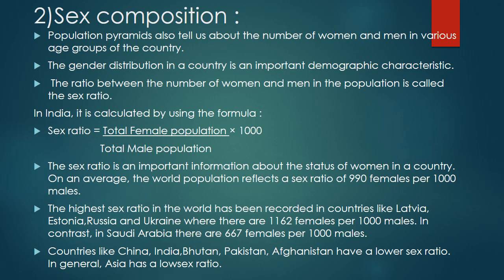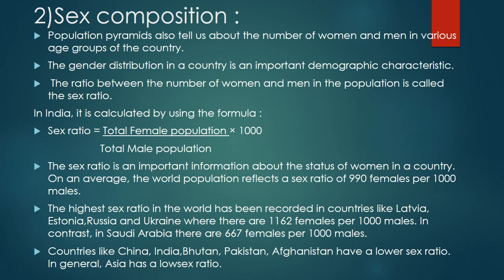The ratio between the number of women and men in the population is called the sex ratio. So whatever is the ratio between female and male, that is considered the sex ratio. But in India, how is it calculated? Total number of female population per thousand male population. This is the formula of India. There are different sex ratio calculation techniques in different countries. It varies. This is not a universal formula or technique which is followed in all the countries. It is only followed in India.